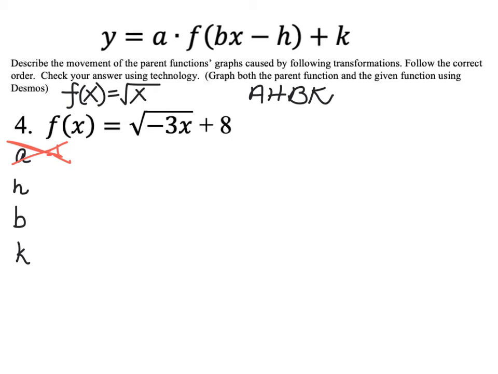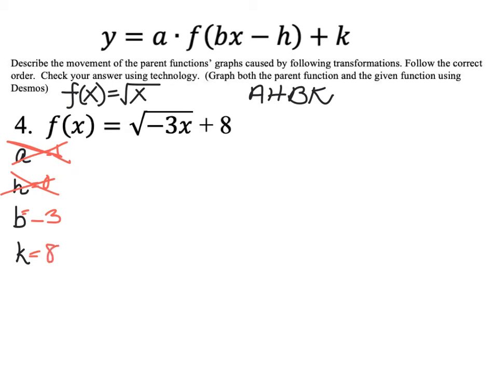Do I have an h value, anything added or subtracted to the x? Well, that would have to be under the square root sign if there were, so h is 0. So again, it's not anything I need to talk about. A b value, yes, x is being multiplied. It's equal to -3 here. I'll talk about that. And then k, I have 8 added on.